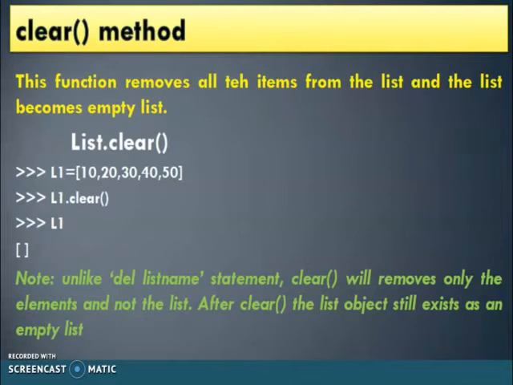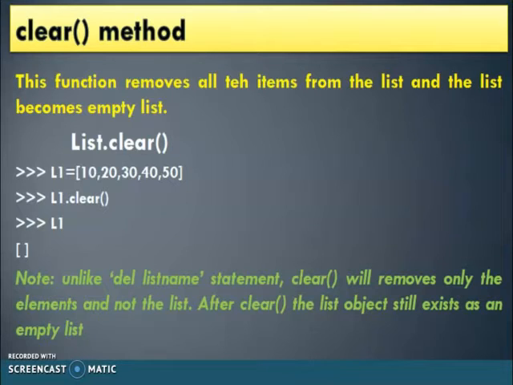Next one is the clear method. This function removes all the items from the list and the list becomes an empty list. So the remove method is used to remove the first occurrence of an element. The pop method is used to remove either from the last position or based on the index you passed into the function. And the clear method is used to remove not only a single element, it will remove all the elements from the list, and the list becomes an empty list.